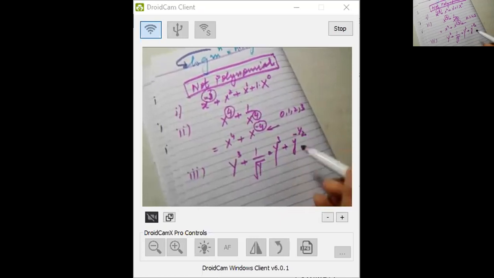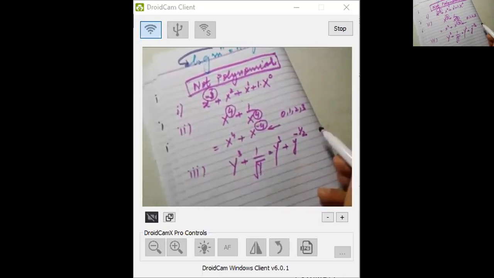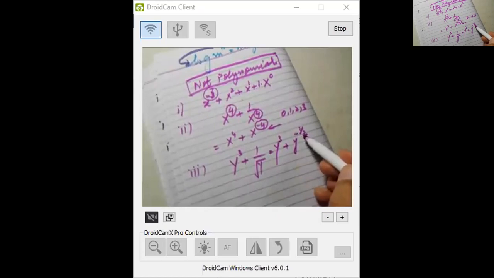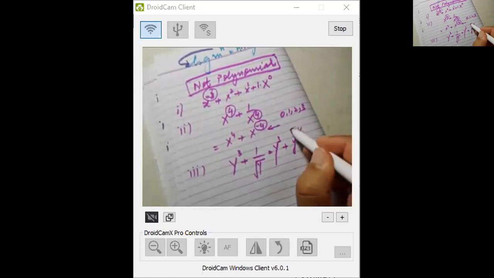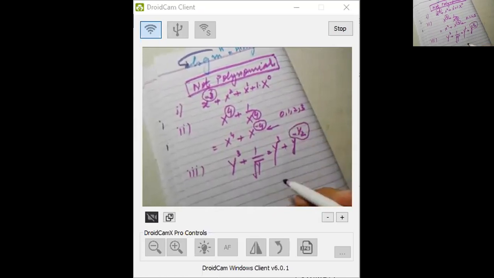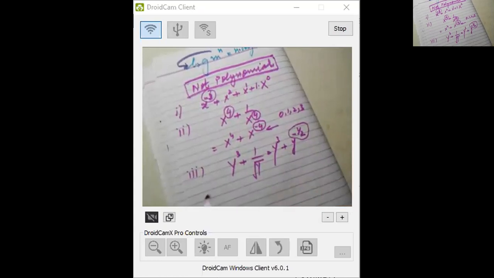Either plus 1 by 2, if it is a denominator, and if it is a numerator, it is minus 1 by 2. Because of this reason, you will see that it will not be a polynomial, because the power has become a negative fraction, or negative half. Because of these two things, I have quoted a few examples which are not polynomials.